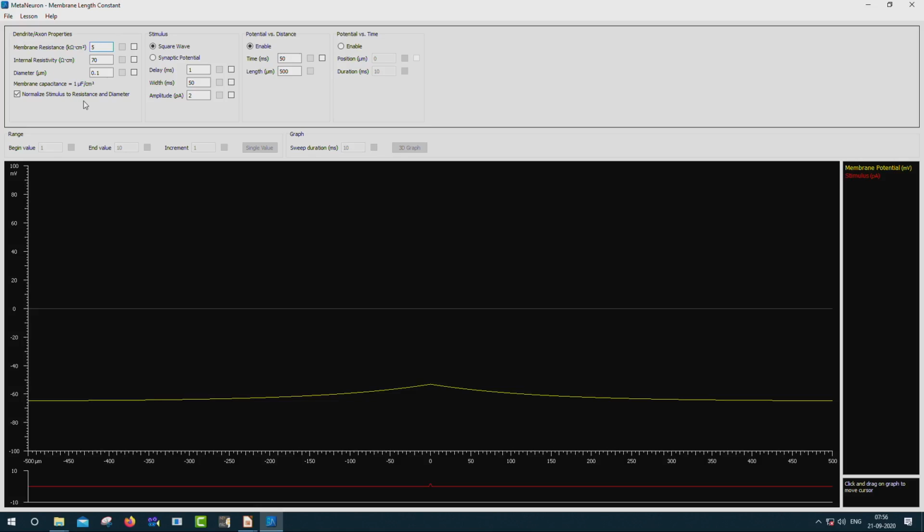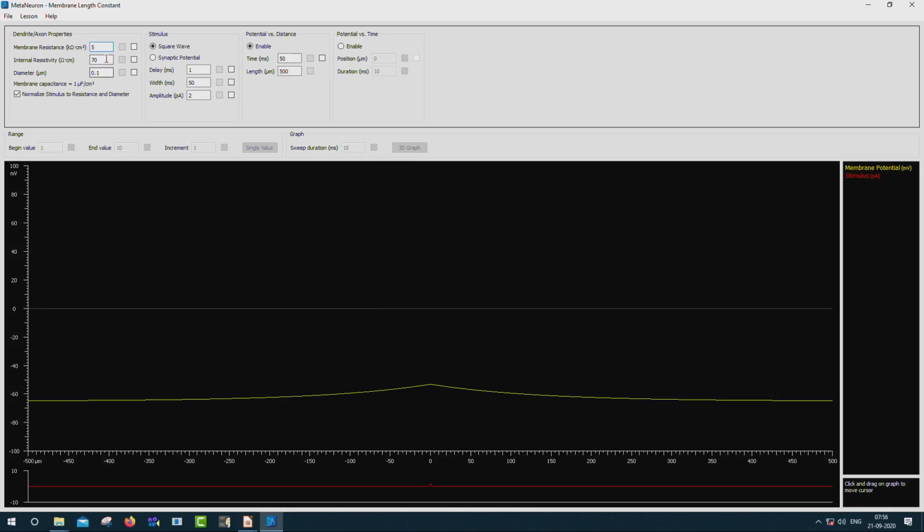And the stimulus here is a square wave, which you see over here, in the red trace. The membrane potential is maximum where the stimulus is given, and then decays exponentially on either side of the stimulus. And here we are looking at potential versus distance. Okay, and the time over here is 50 milliseconds, and the length is 500 microns, which is half a millimeter.